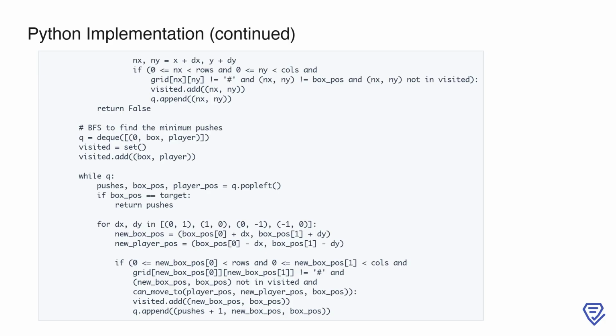Next, we set up the main BFS to calculate the minimum number of pushes required to move the box to the target. The queue is initialized with a tuple containing the number of pushes, the box's position, and the player's position. We also maintain a visited set to avoid revisiting states. In the BFS loop, we process each state by dequeuing it, and if the box's current position matches the target, we return the number of pushes.